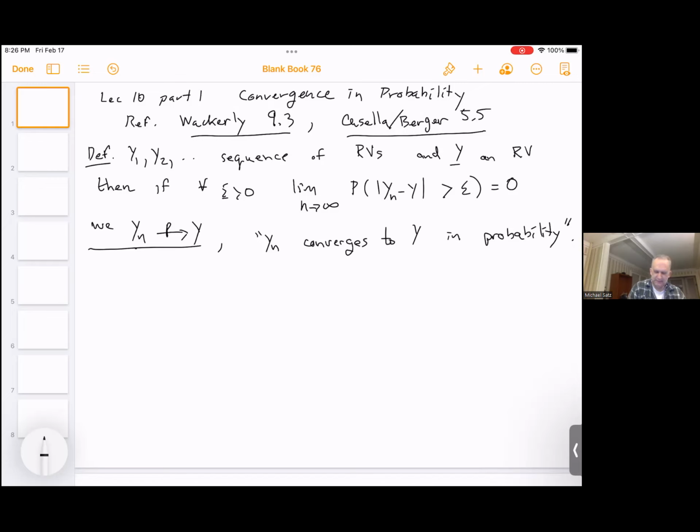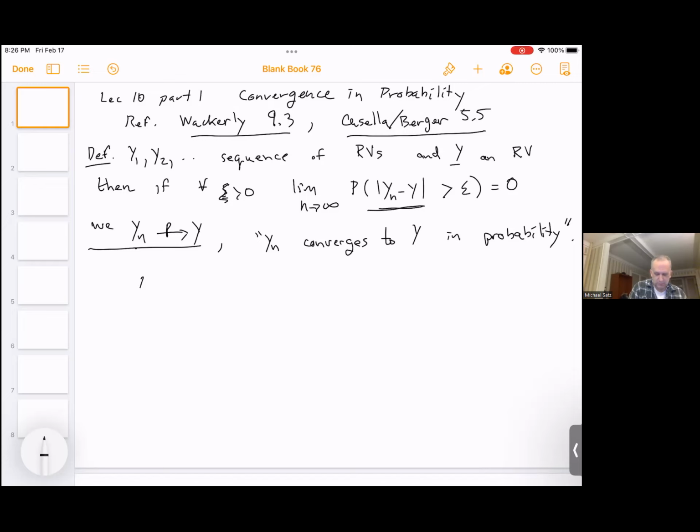The definition is that if I give any small, any positive constant epsilon, the probability that the absolute value of the nth member of the sequence minus the random variable Y is greater in absolute value than epsilon, the limit of that is 0. So in the limit, the probability that Yn minus Y is greater than epsilon is going to 0.